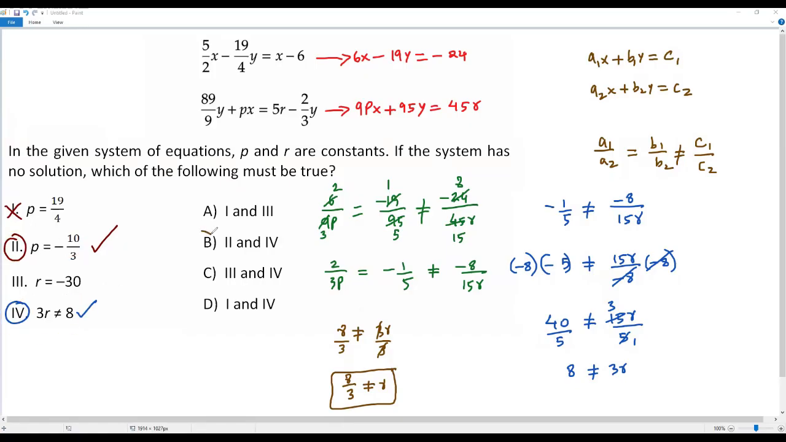In answer choice B, we have the second statement and fourth statement. So the correct answer choice for this question is B.